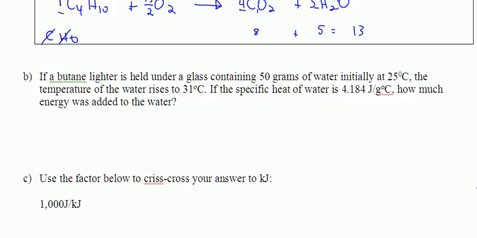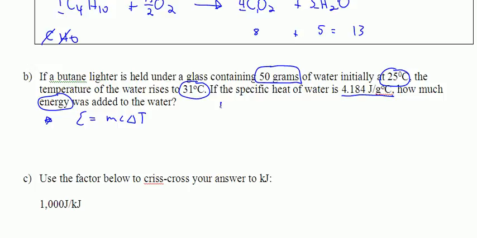Part B says, if a butane lighter is held under a glass containing 50 grams of water, initially at 25 degrees Celsius, rises to 31 degrees Celsius, if the specific heat of water is 4.184 joules to raise 1 gram by 1 degree Celsius, how much energy was added to the water? Energy is our key word. That tells us that we are going to be using E equals mc delta T.